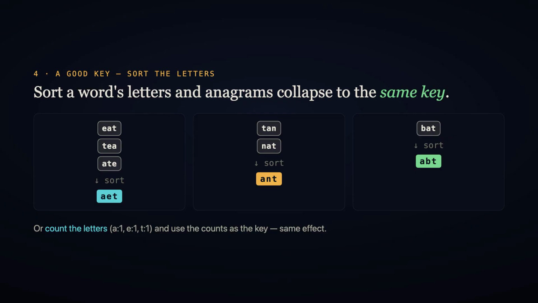There's a second option too. Instead of sorting, count the letters: 1A, 1E, 1T, and use those counts as the key. Both work. Sorting is the easiest to picture, so let's group with that.